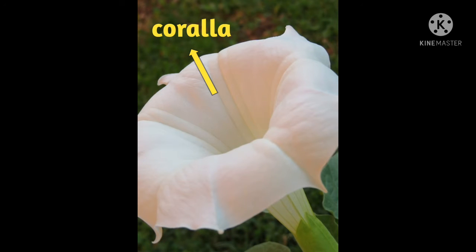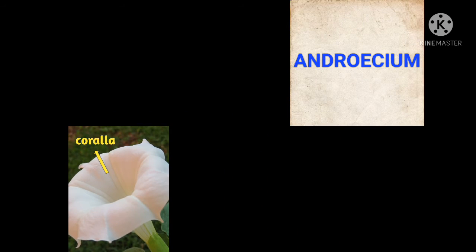Corolla. All the petals of a flower are called corolla. Petals are usually encompassed by another set of modified leaves called sepals. They collectively form the calyx and lie just beneath the corolla. Calyx and corolla together make a perianth.